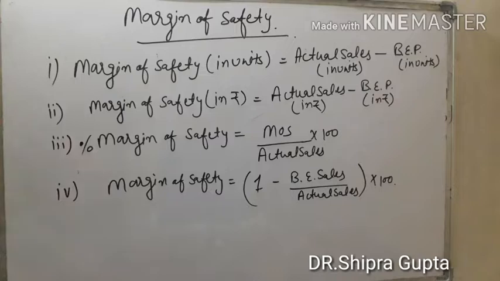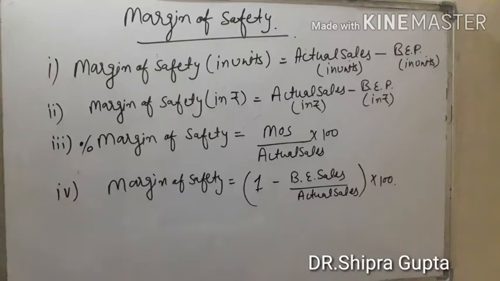What do you mean by margin of safety? Margin of safety means the profitability or soundness of the business. It indicates what is the profit of the business. This can be calculated in four conditions, and there are four formulas of margin of safety in different stages.